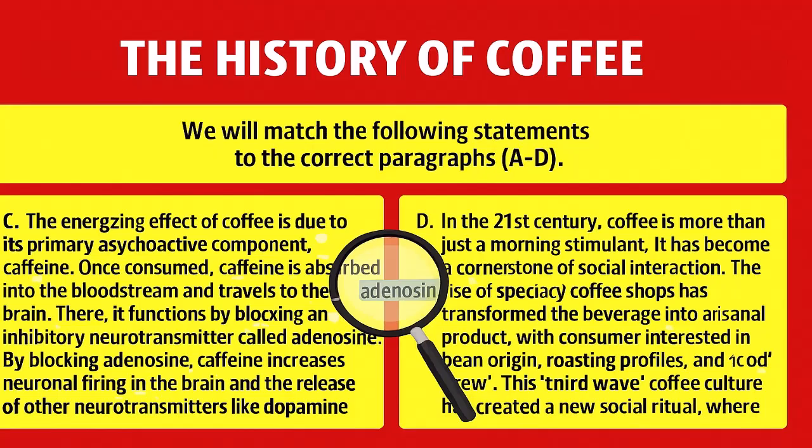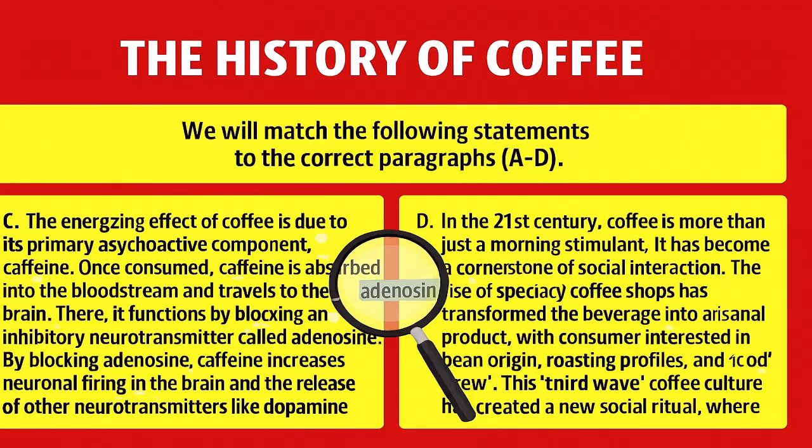Next, Statement 3, a mention of the initial resistance in Europe. As I'm thinking about my key words, I remember seeing something about this when I was looking for the first answer. My brain remembers seeing the word Europe. Let's go back and check paragraph B. I scan paragraph B again. Yes, I see European continent, and I see the word suspicion. I see that people condemned it as the bitter invention of Satan. Is this a clear mention of resistance? Yes, it is. It's a perfect match. The answer to Statement 3 is paragraph B.